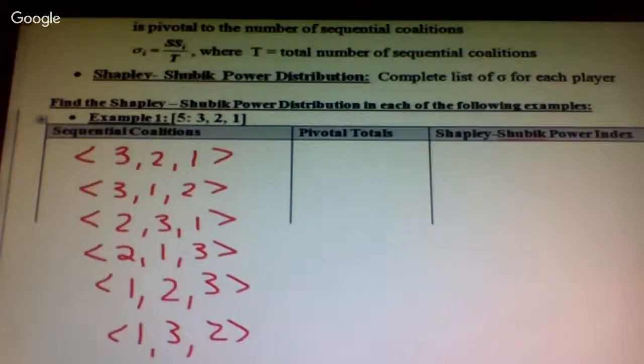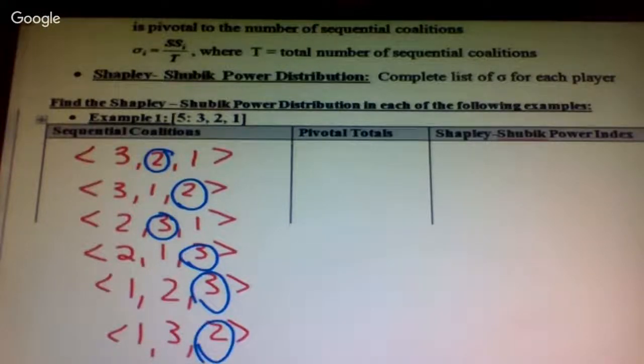Okay, let's find our pivotal players. My goal is to reach 5. So 3, 2, 1, who's pivotal? 2. 3 plus 2 is 5. 3, 1, 2: 2. 2, 3, 1: 3. 2, 1, 3: 3. 1, 2, 3: 3. 1, 3, 2: 3. Okay. All right.